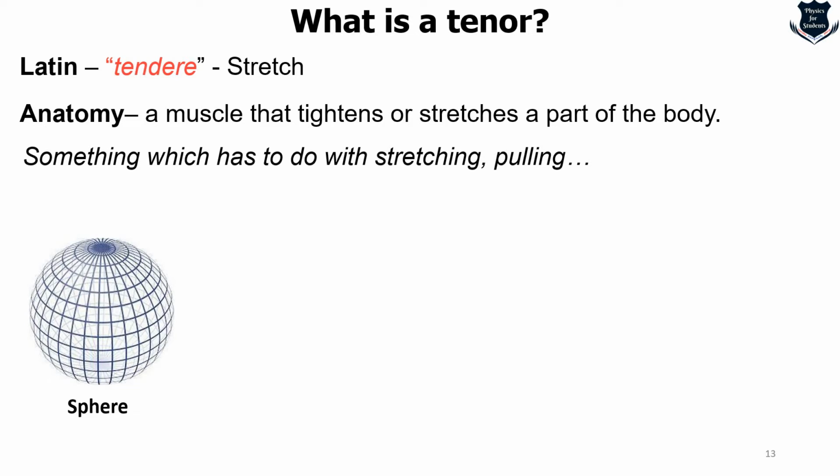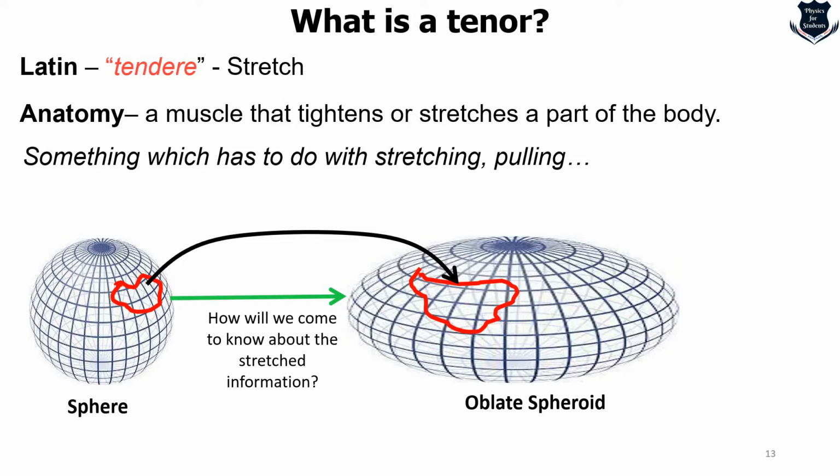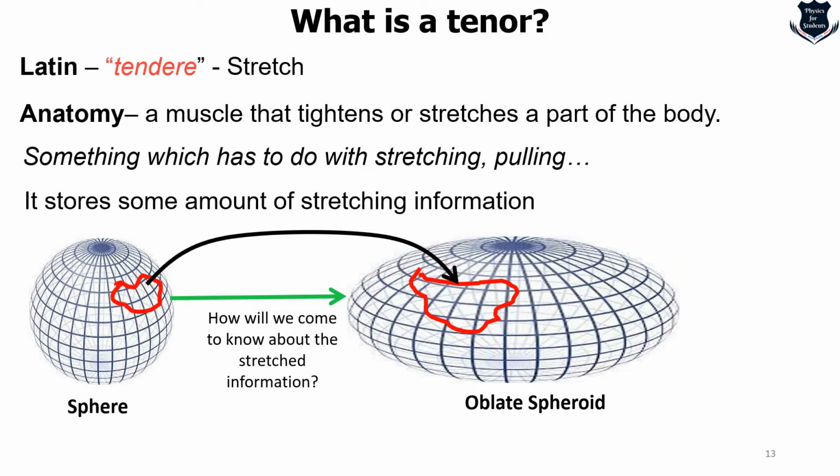So if I have a sphere around here and if I stretch this sphere, it will become an oblate spheroid. So here is a kind of information, any kind of information, it could be physics, mathematics, economics, biology, whatever. If this information is now getting stretched, the question comes: how will we come to know about that stretched information? If the coordinates get stretched, the data should not be stretched. Then how will we find that data? So herein comes the idea that tensors are something which store some amount of information which is stretched, extended, or deformed in various other geometrical senses.